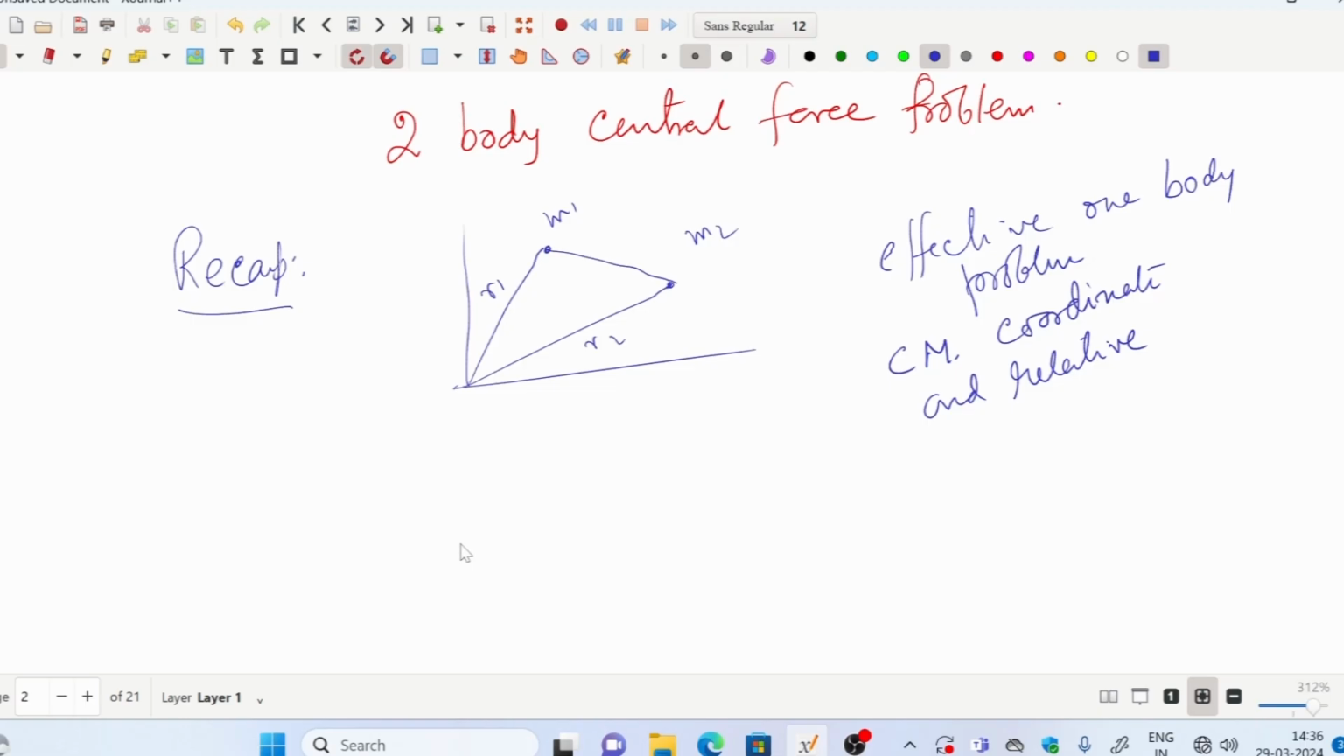So, let me write the Lagrangian. The Lagrangian for two bodies was half m1 r1 dot square plus half m2 r2 dot square, and since the force is a central force, the potential depends on the magnitude of the separation between r1 and r2. So, this was the Lagrangian for the two body system.